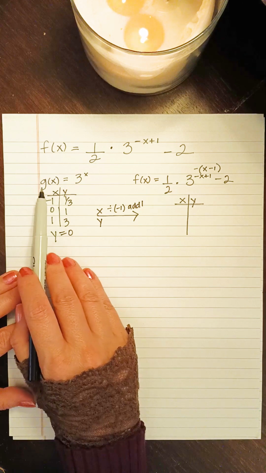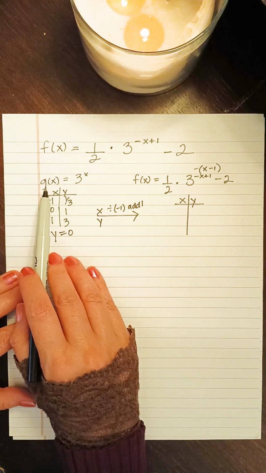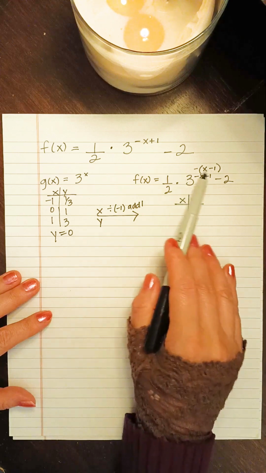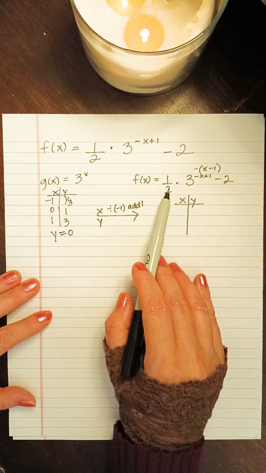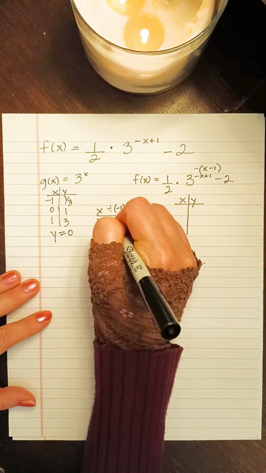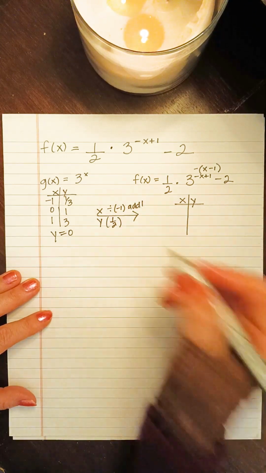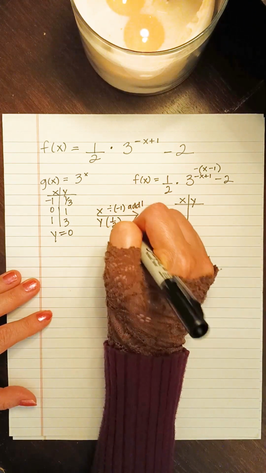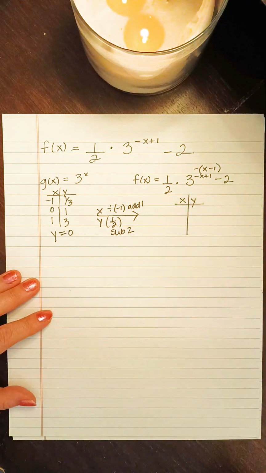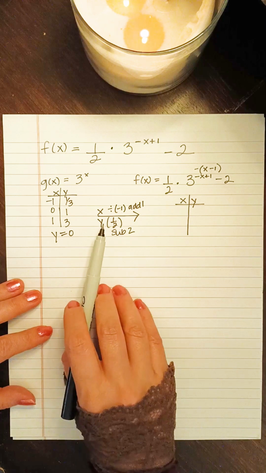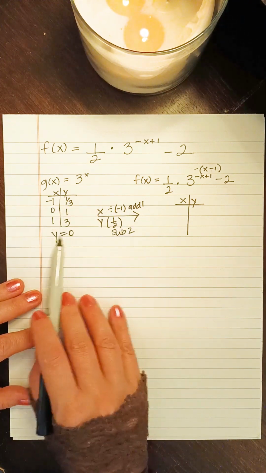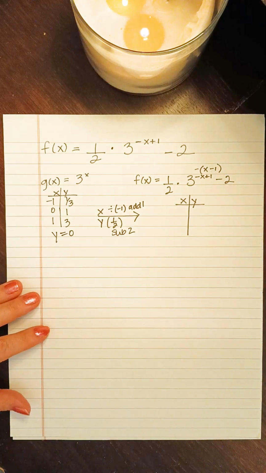Then we look at the y. g of x is function notation for y. So y is 3 to the x. From here to here, we multiply by 1/2 and subtract 2. And with the y arithmetic, you just write it as is. So we multiply by 1/2 and subtract 2. Now, all this arithmetic we're going to do to these x and y values.